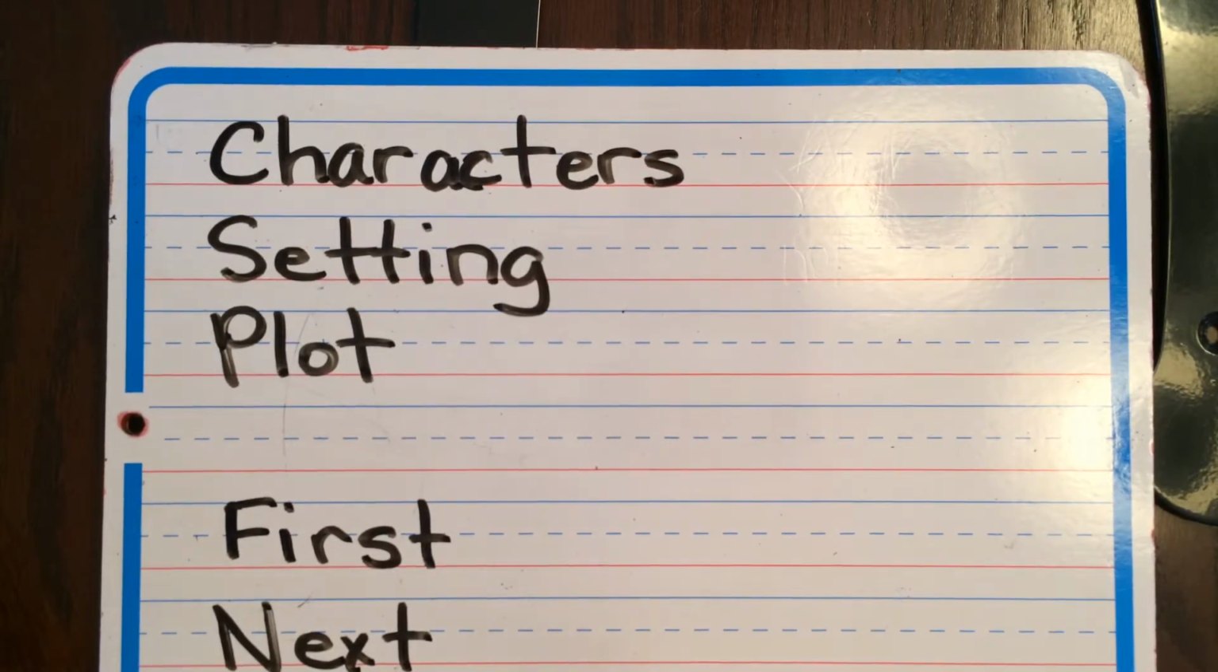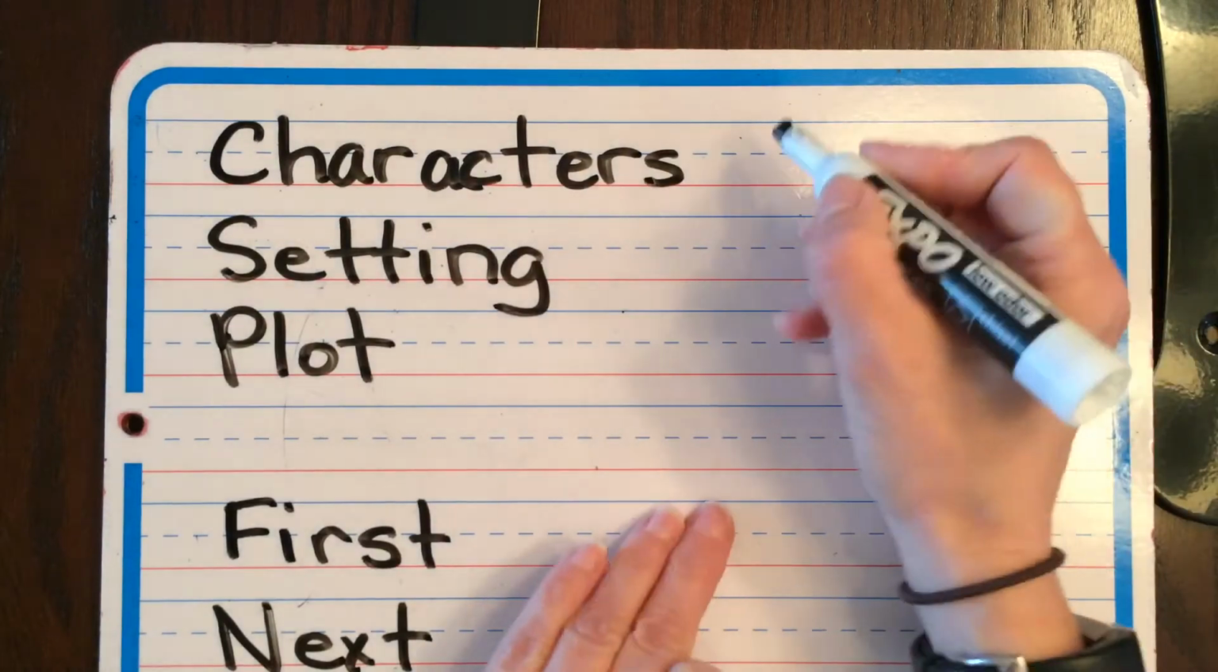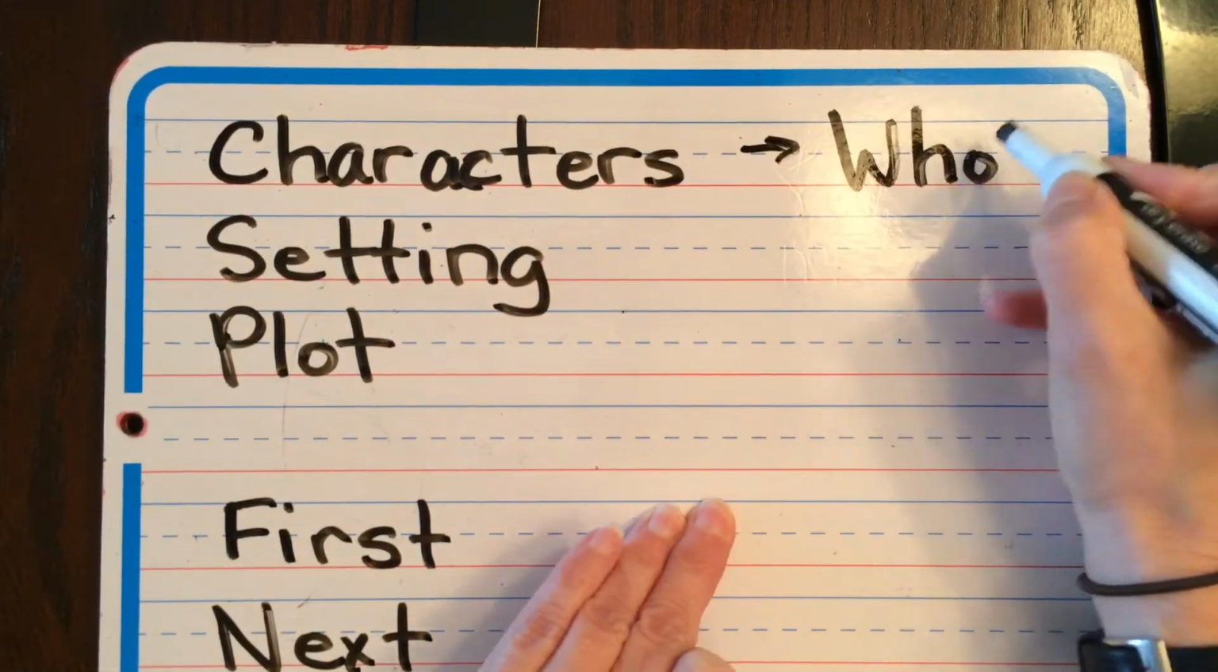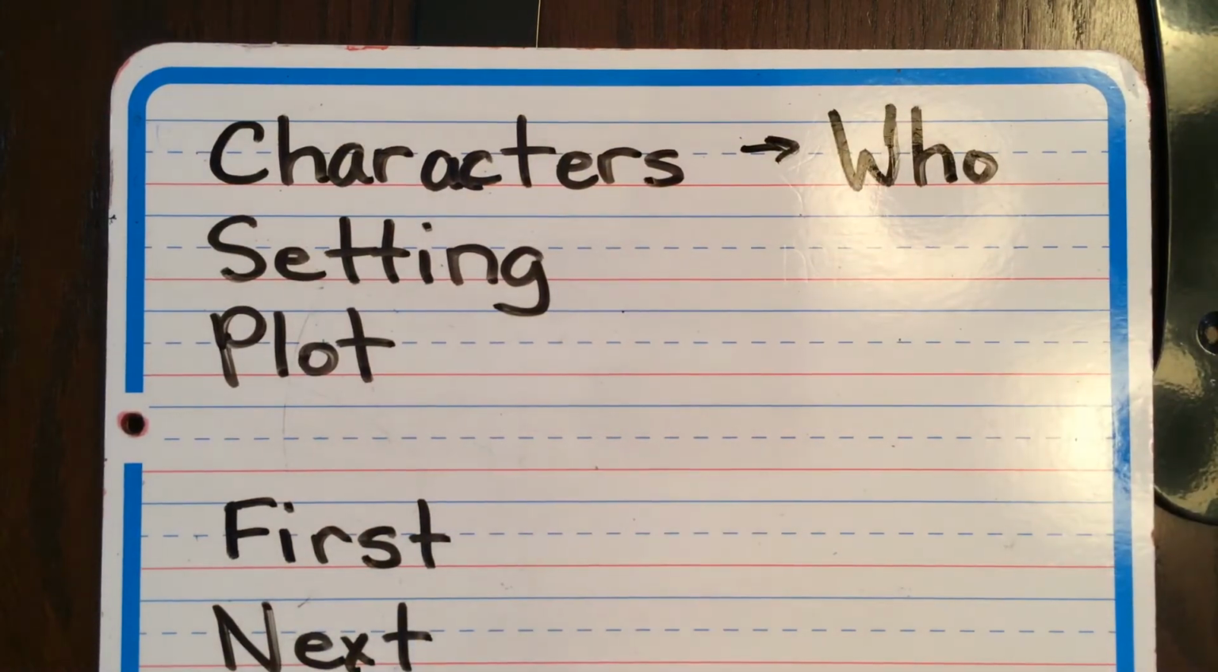For today's writing lesson, we're going to learn about the characters, the setting, and the plot. The characters are the who in the story. Who's in the story? What's it about? In this story, we have Goldilocks, we have Mama Bear, Papa Bear, and Baby Bear. And that's pretty much all the main characters of the story.